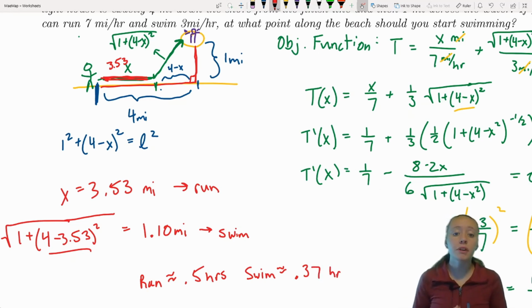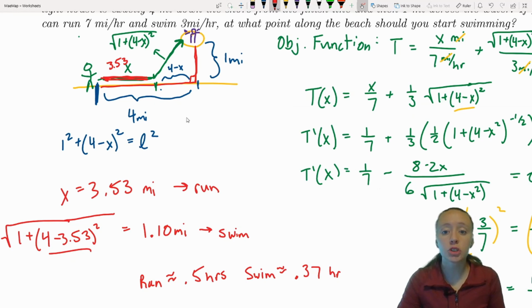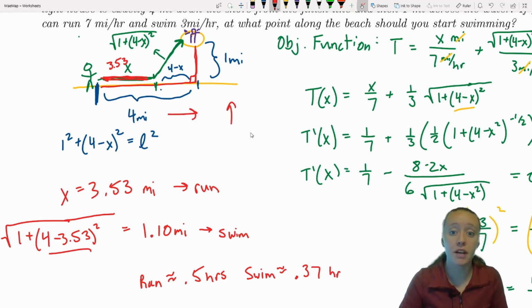So if I run for 0.5 hours and swim for 0.37 hours, the race should take me 0.87 hours, which in terms of minutes, because it might be easier to think of that as minutes, is about 52 minutes and 12 seconds to complete the race, which is indeed shorter than if I just ran 4 miles and then swam 1 mile.